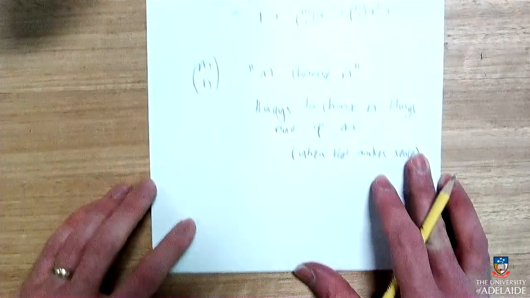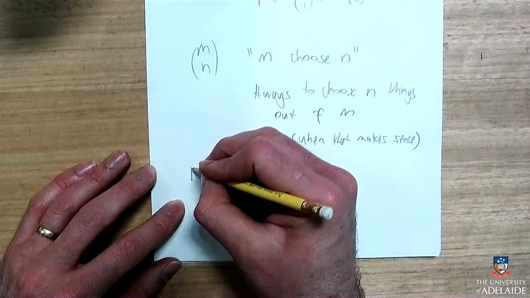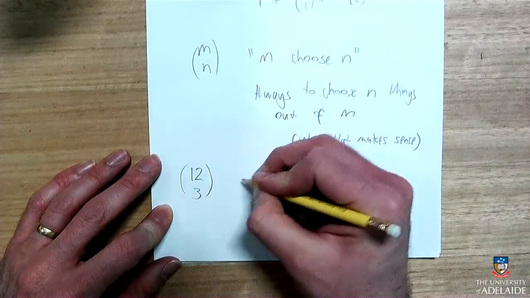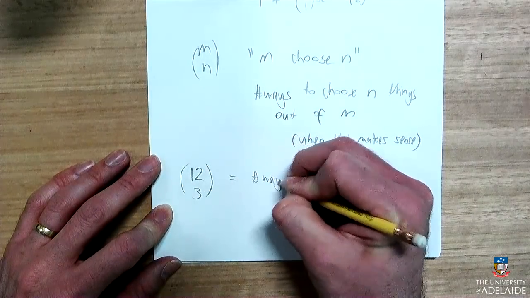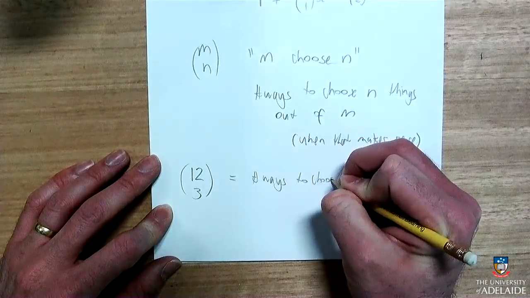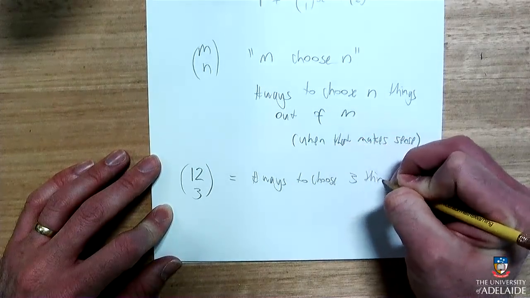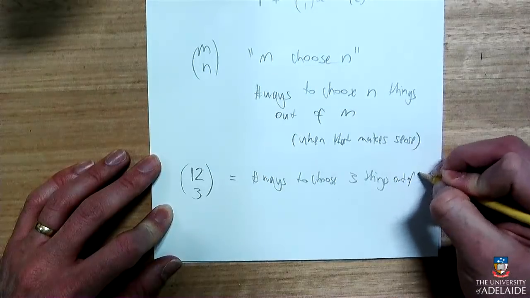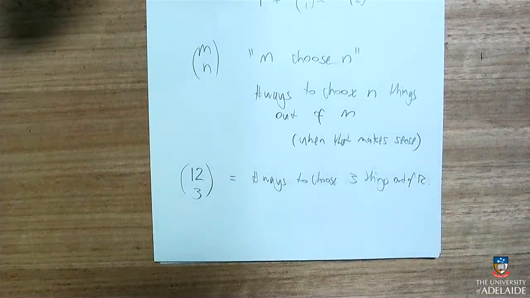So, just as an example, 12 choose 3 is the number of ways to choose 3 things out of 12. For example, the number of ways to choose 3 months out of the 12 months. So I could have January and December and March, or April and September and March, and all those different possible choices of 3 months, not in any particular order, out of the 12 months. That's how many there are.